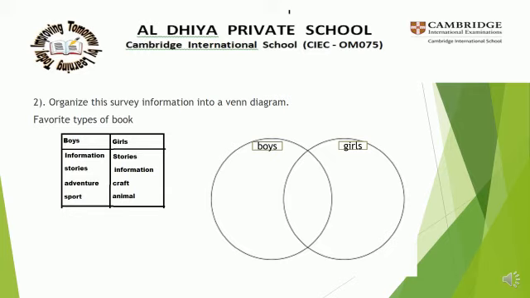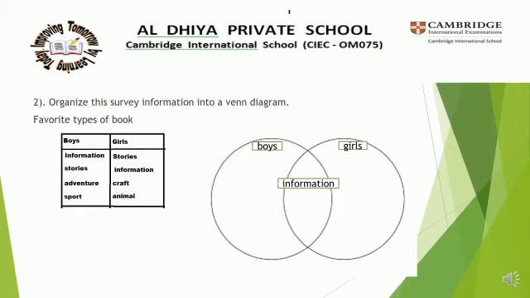Now, I am going to enter the data. See the books names. What are all types of books boys like? The first book is information books. This information books girls also like. So, where will you enter that? If both of them like the same thing, you have to enter that in the middle of the two circles. So you can write here information books.